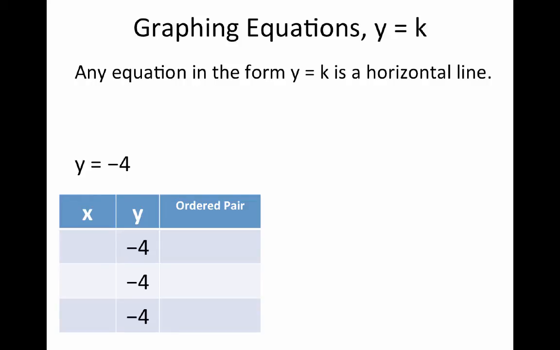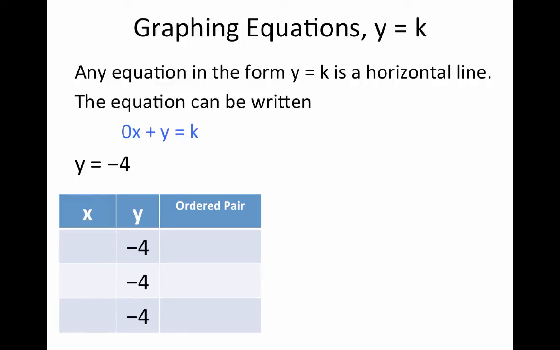Here's a different form of the equation. Y equals -4. We can rewrite this equation as 0x plus y is equal to a value. In our case, it's -4. Anytime we see something like this, y is equal to -4, we know we're going to see the graph of a horizontal line. Because it doesn't matter what the value of x is, y is always equal to -4.